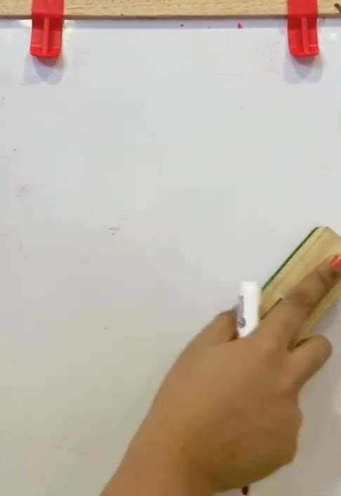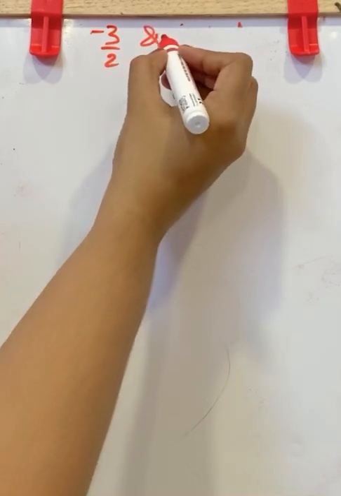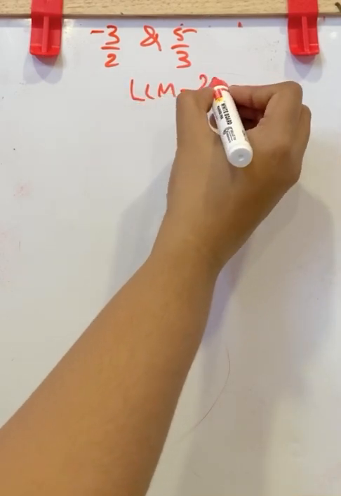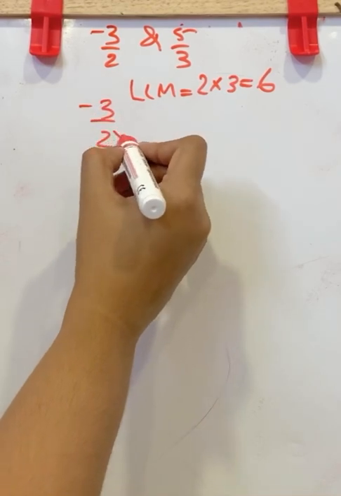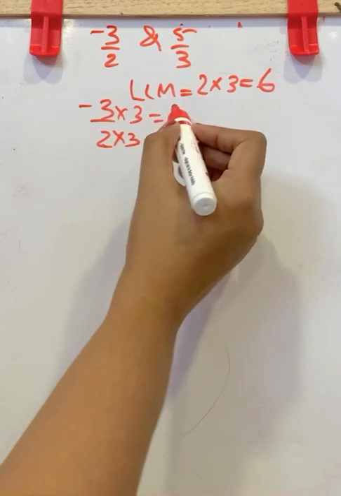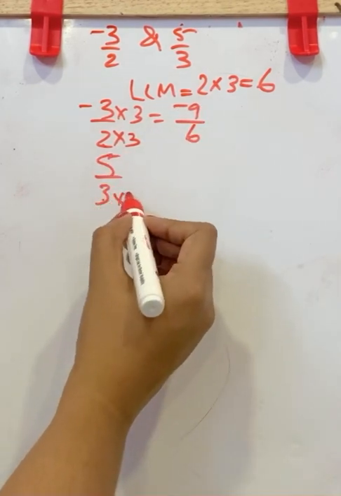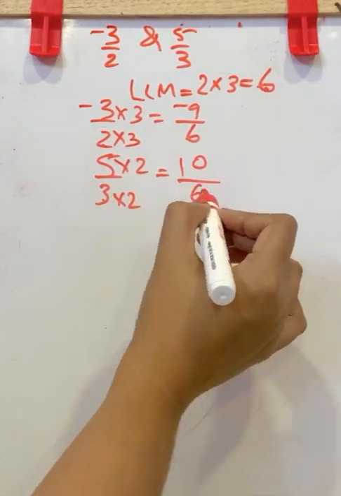Next, find 5 rational numbers between negative 3 by 2 and 5 by 3. Here again 2 and 3, so the LCM is 2 into 3, that is 6. Now negative 3 by 2 becomes, 2 into 3 is 6, so here also into 3, it becomes negative 9 by 6. 5 by 3, 3 into 2 is 6, so here also into 2, this becomes 10 by 6.